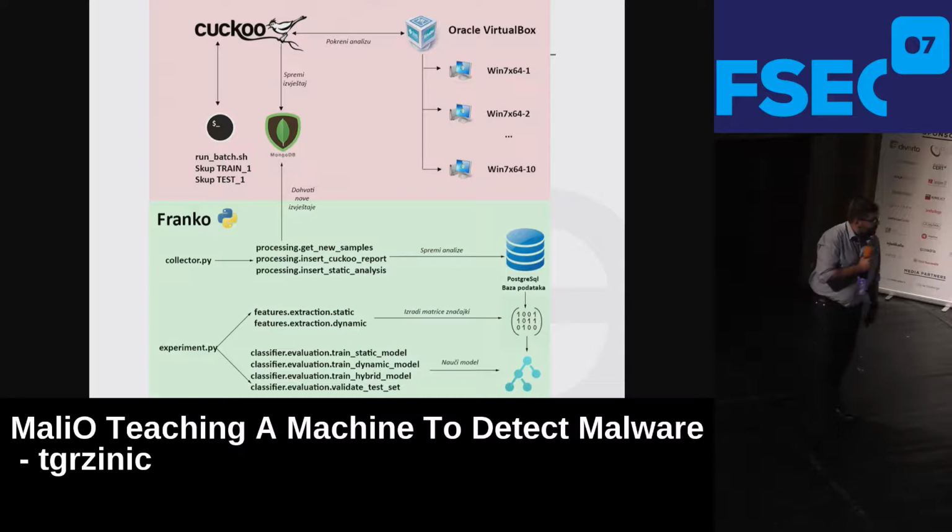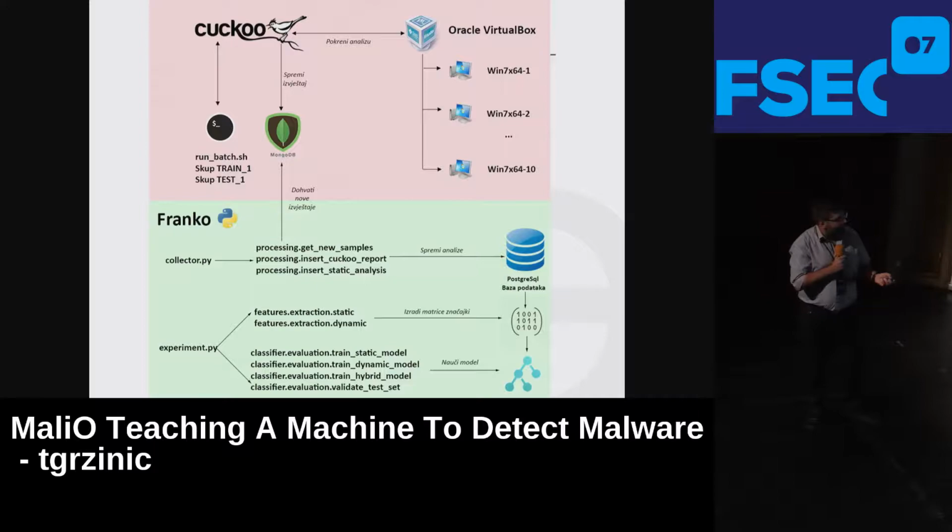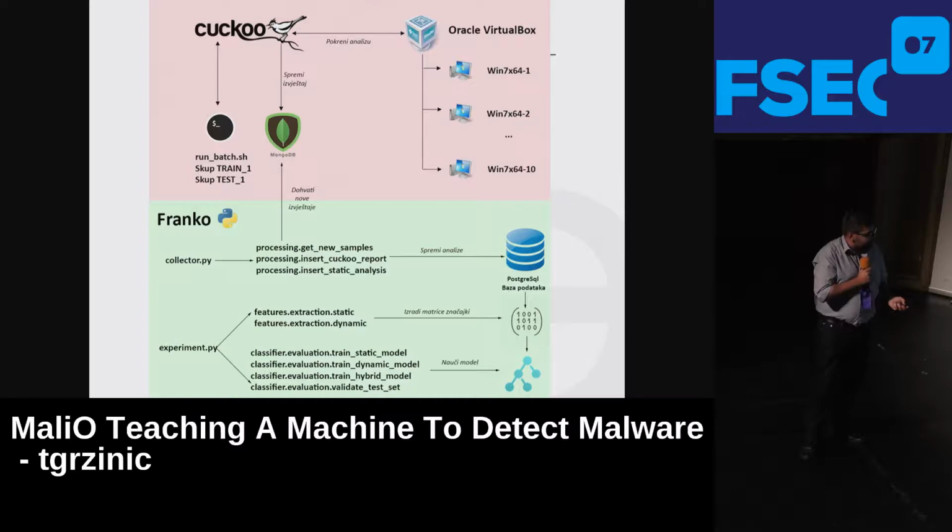Basically, it used Cuckoo. It launched the malware file in the virtual machines. It stored the analysis result in MongoDB. The batch script is a simple batch script which runs all the analysis. And Franco, which is written in Python, does all the crunching. Basically, this is the storage one function, and this is the analysis one. It creates the matrices with the features. Then we learn the model, and when we have the models, we can classify the malware.